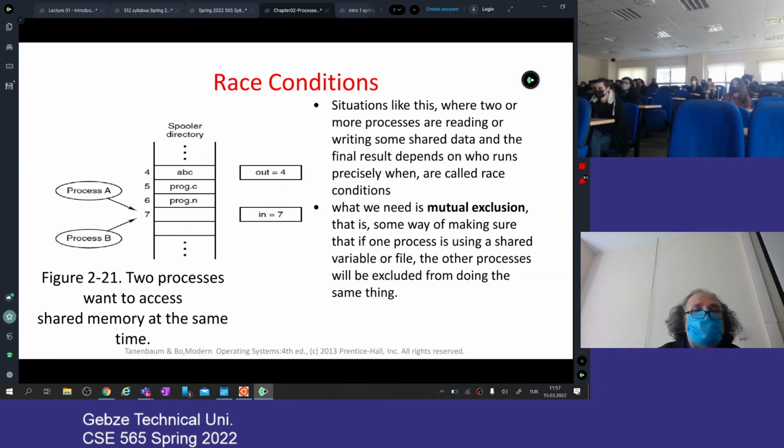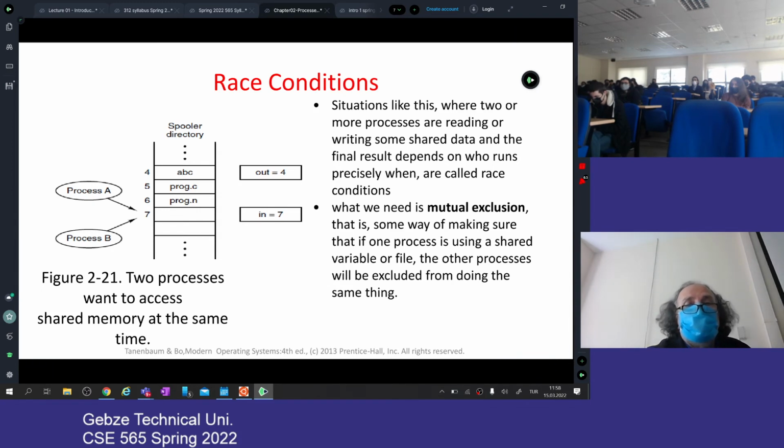The spooler queue has three global data structures. One is a list of the files to be printed. The other one, in, is the position that is available for me. For example, slot number 7 is available. As a process, I can write my file's name in slot 7. Process A and process B can write their file names in the slot. And out is the first file to be printed.